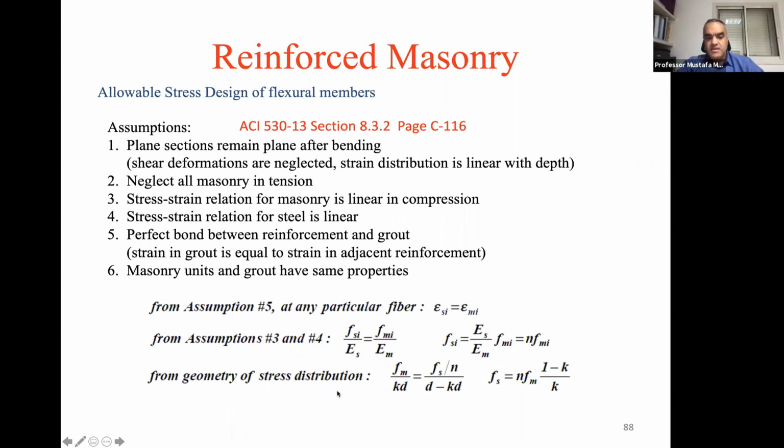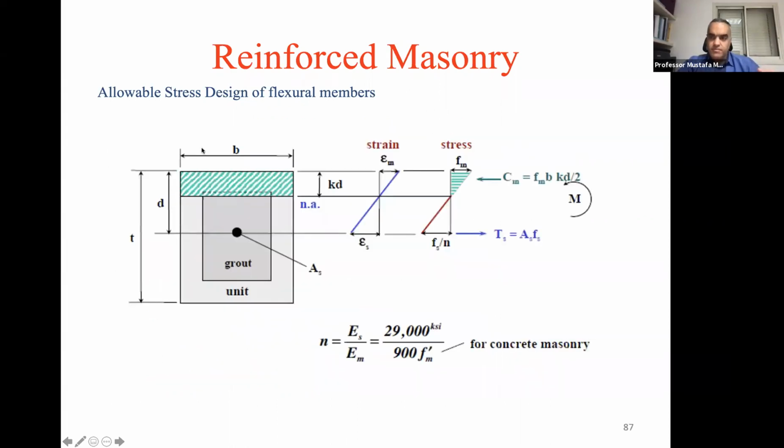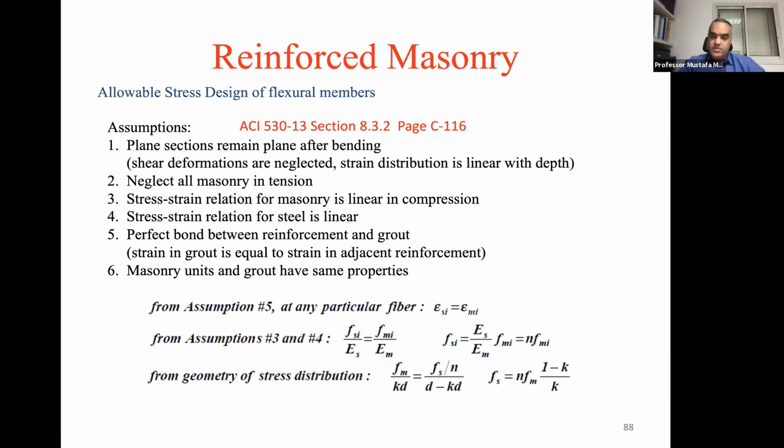From geometry of the stress distribution, we can determine this relationship. Now D is this depth here from the compression face to the rebar, and then we have KD, that's the depth to the neutral axis. Okay, and we need to find that, of course. So we have this relationship, and then from this we can find what is the stress in the steel, because the steel does not yield in this case. So we can find the value from this equation.